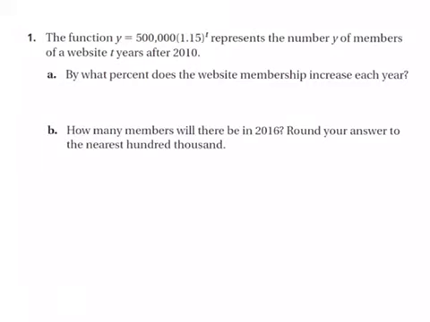Go ahead and try to complete this next problem on your own. It's talking about members of a website over time, years after 2010. Go ahead and find the percent of increase each year, and then find how many members will be on the website in 2016. This time you're going to round to the nearest 100,000. So it's just like the previous example. See how you did by checking back on the video.